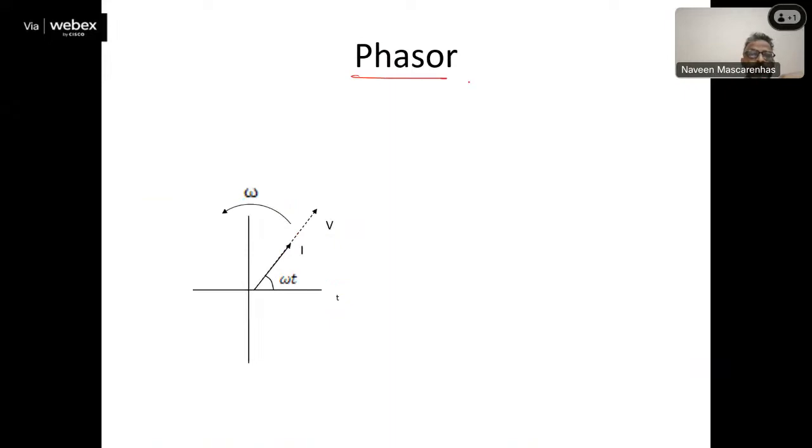Phasor. Now this is very important. Phasor is a rotating vector. Like vector has got both magnitude and direction, but phasor shows you only magnitude and maybe phase. This is the phase. See here, this is, let's say, I naught, and this is V naught. V naught and I naught are in phase, we say.